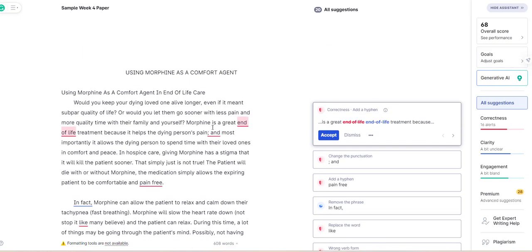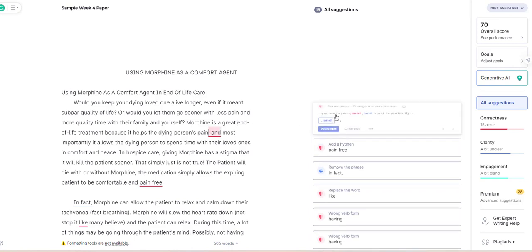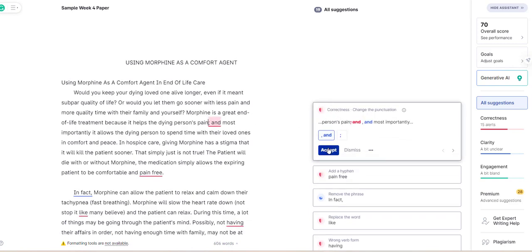And so what you're going to do is press on it, and then you're going to press accept on most of these. Okay, so if you press accept, notice how it disappeared. Look at that. Whatever mistake was over here disappeared. Now you have the red line under and. So here, it obviously wants you to put in a semicolon before and. So here you click accept, not a semicolon.